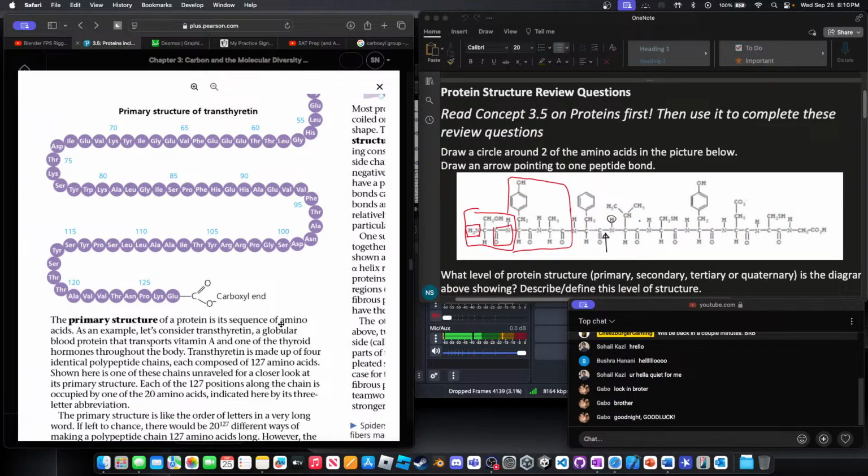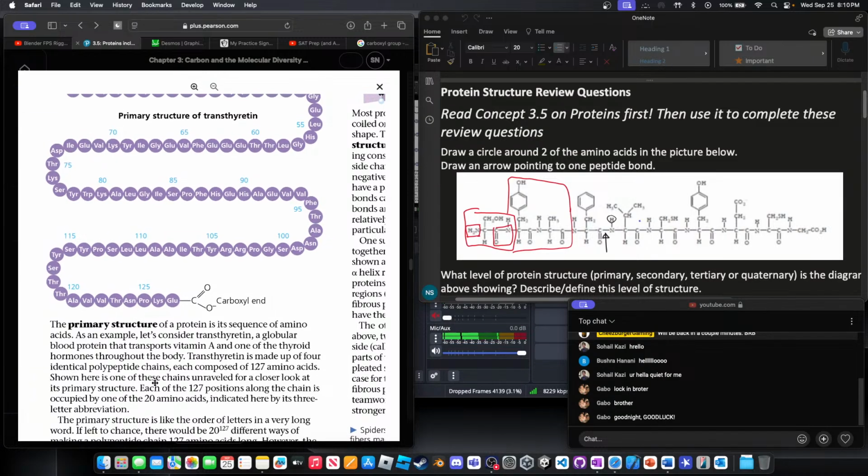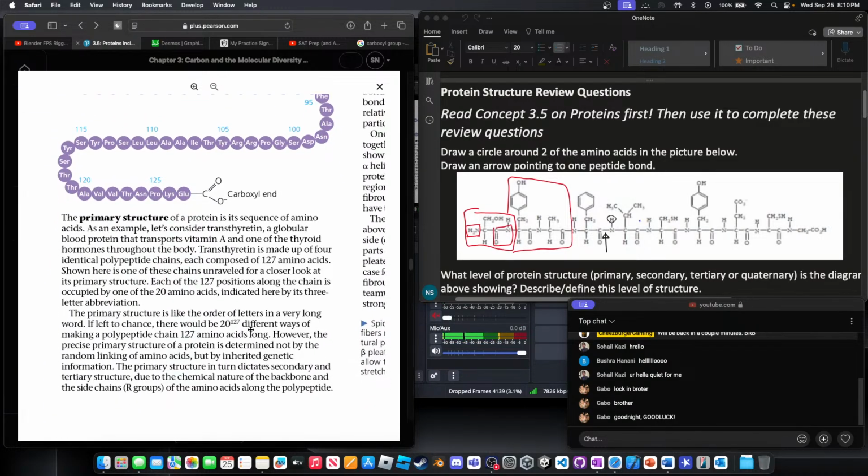Each of the 127 positions along the chain is occupied by one of the 20 amino acids, indicated here by its three-letter abbreviation. Wait, three-letter abbreviation where? Oh yeah, here's. Okay, that makes sense. There's 20 amino acids, only 20 amino acids are used in animals. Okay, the primary structure is like the order of letters in a very long word.